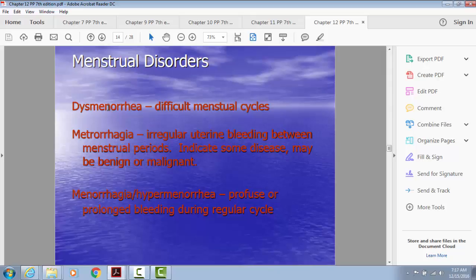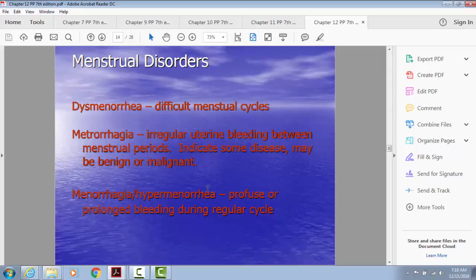Metrorrhagia then is an irregular uterine bleeding between menstrual periods, which indicates a disease that may be benign or malignant. So this should probably always be investigated, but some females that are on Depo-Provera for birth control will have breakthrough bleeding between cycles, but it's not a typical finding, or it's not a normal finding for someone who's not on that medication.